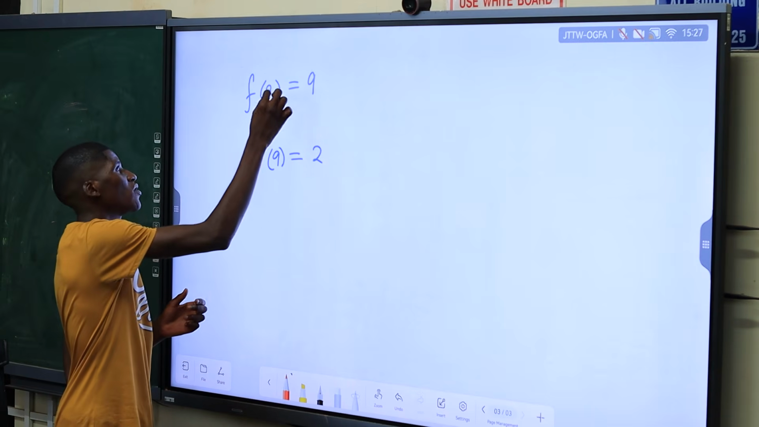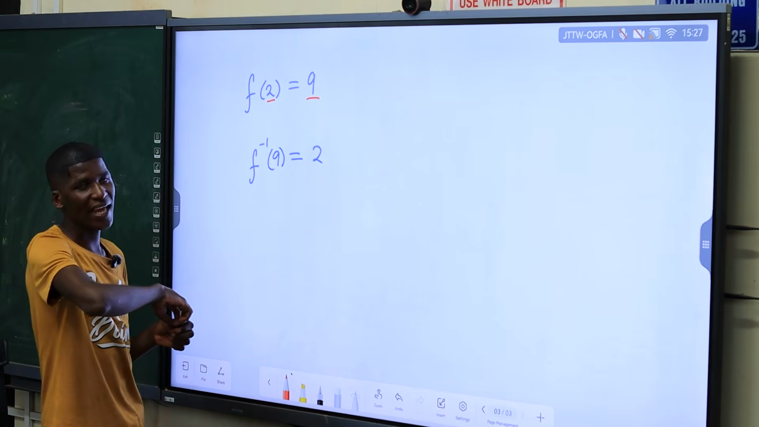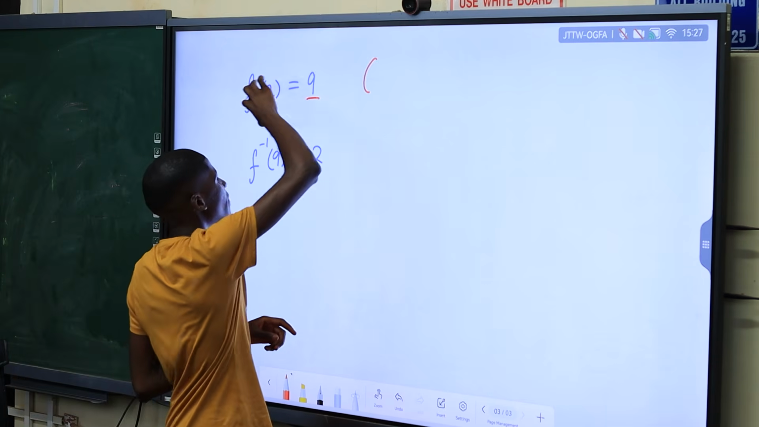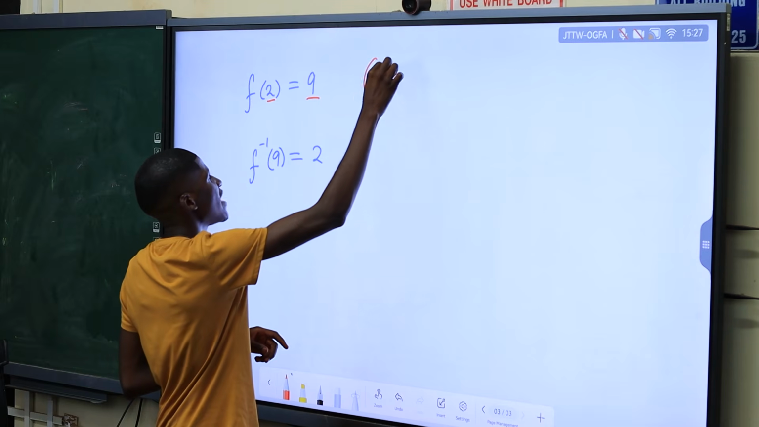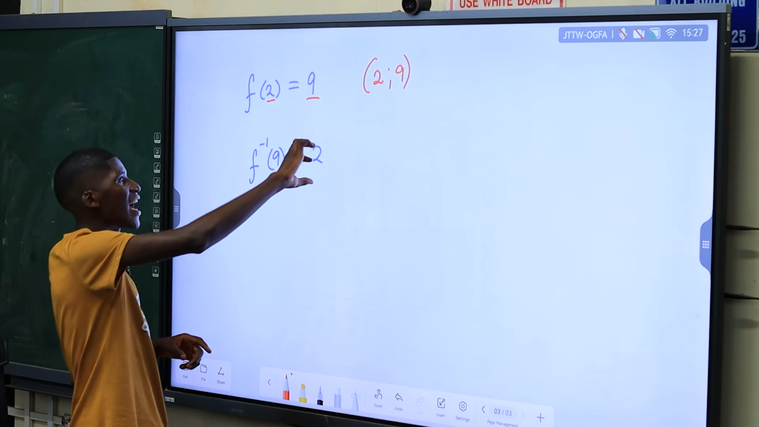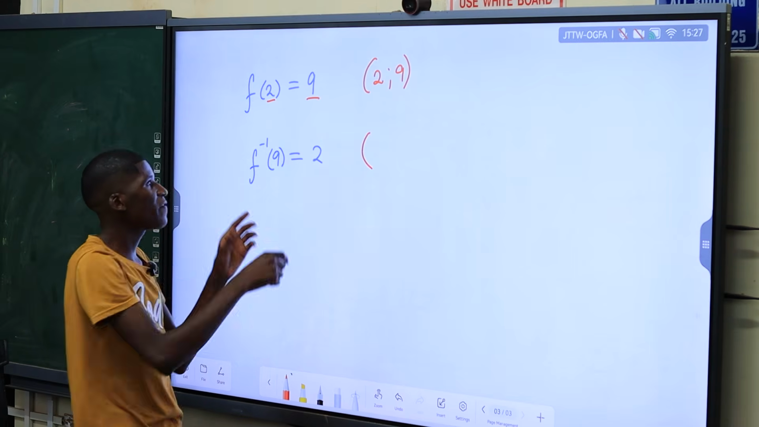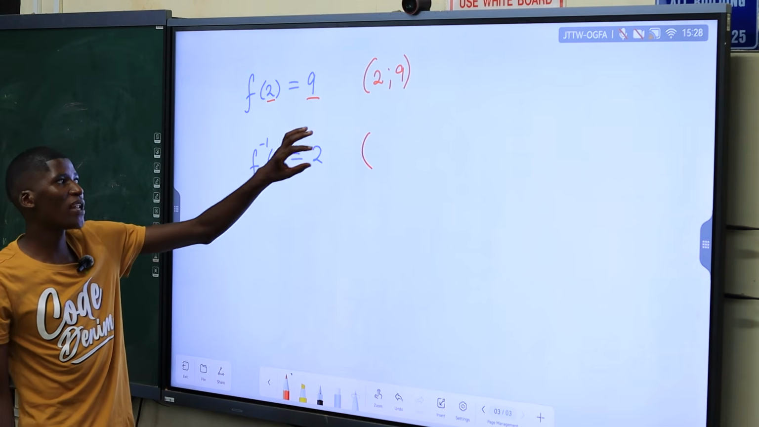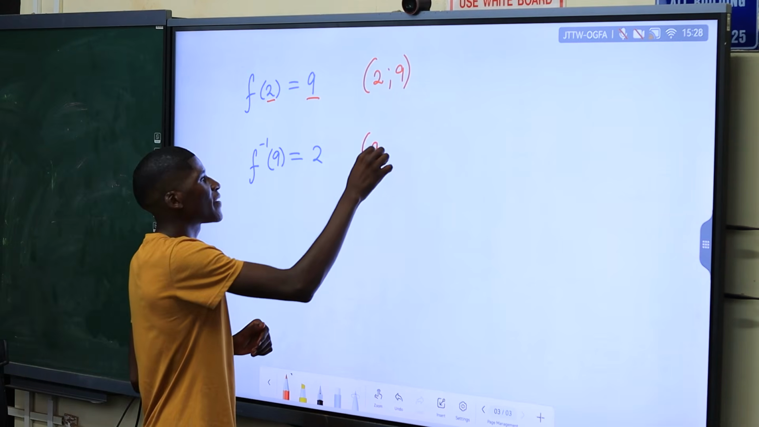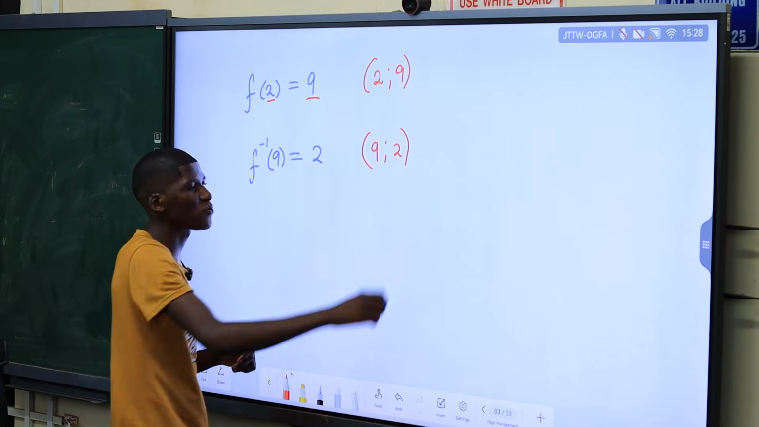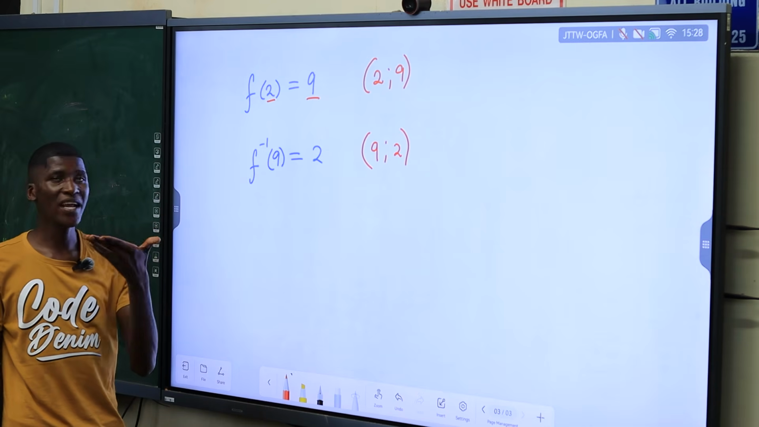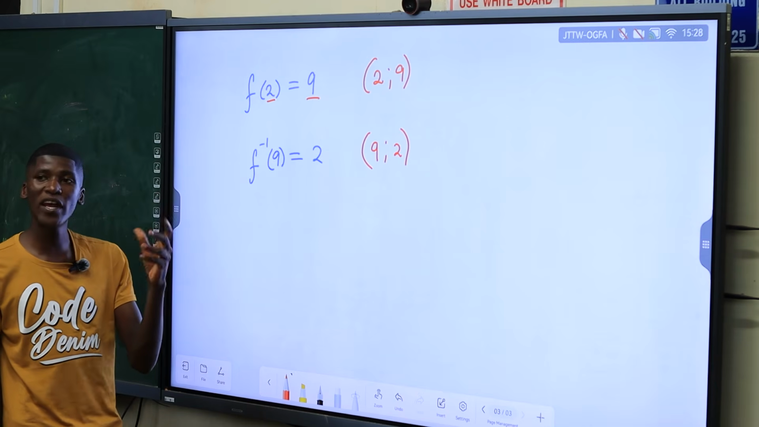So here I have 2 and 9. This point is a coordinate telling me that in the function f of x, when x is 2, y is 9. But for the inverse of f of x, what will happen? We interchange 9 and 2. So now our x becomes 9, and our y becomes 2. We are actually exchanging the domain and the range. We are exchanging x and y.